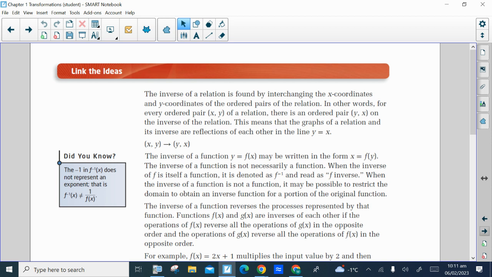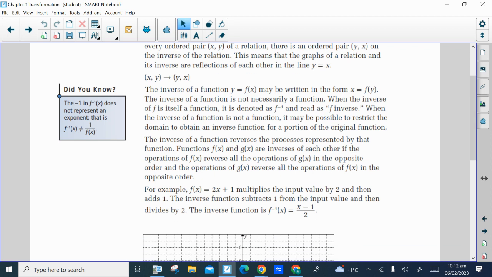So the inverse of a function y equals f(x) may be written in the form x equals f(y). The inverse of a function is not necessarily a function. Remember, a function is a relation that passes the vertical line test. Every point on that graph has a different x value. Because if you have points that have the same x value, you would be able to draw a vertical line that would cut that graph in more than one spot.